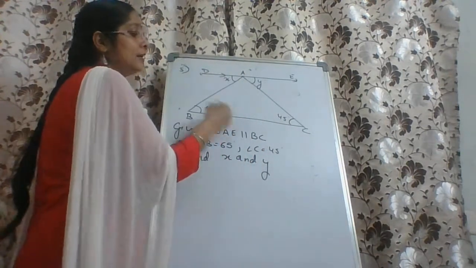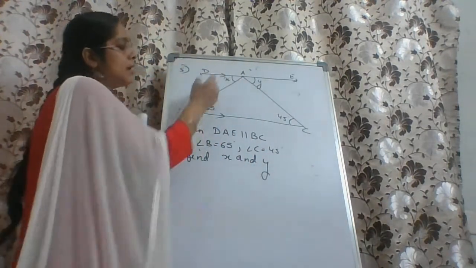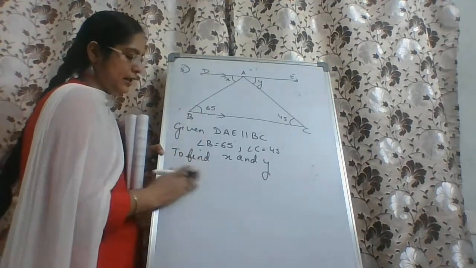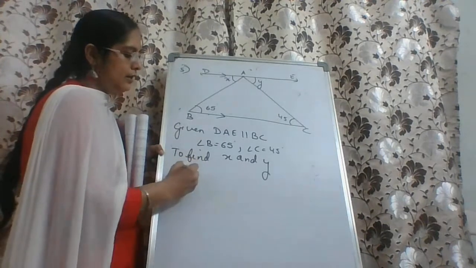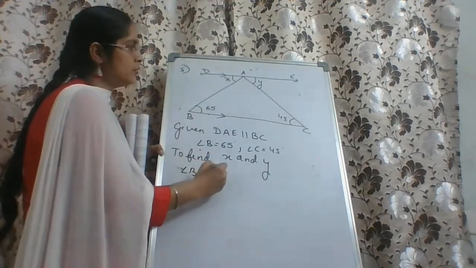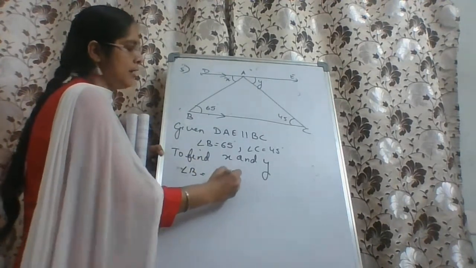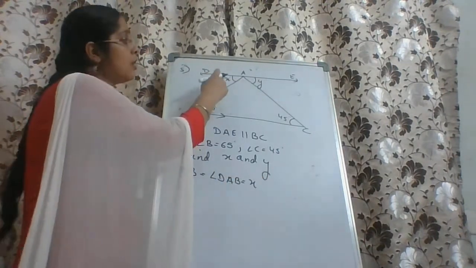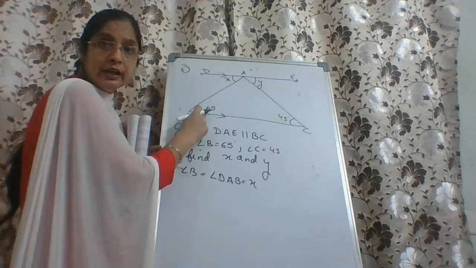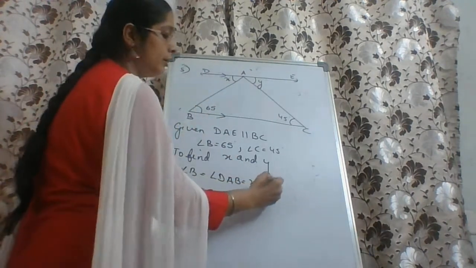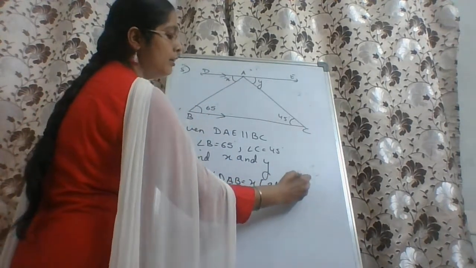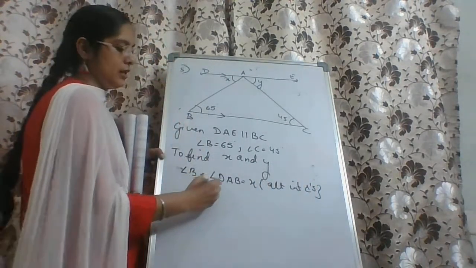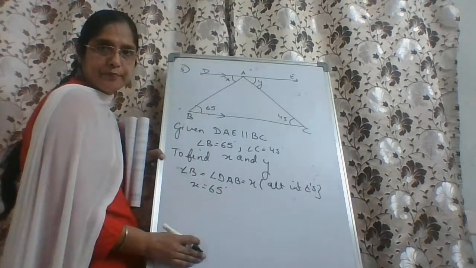These two are parallel lines. If these are parallel lines, I can say that angle B is equal to angle DAB, which is equal to x, already given to you x, alternate interior angles, which implies that x is equal to 65 degree.